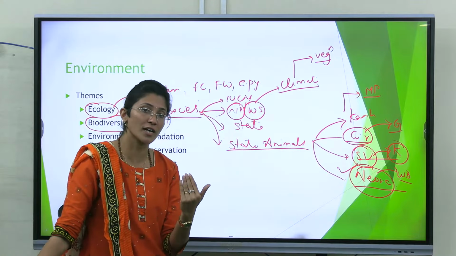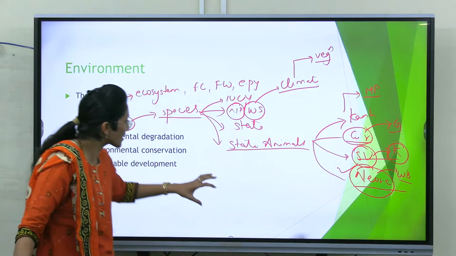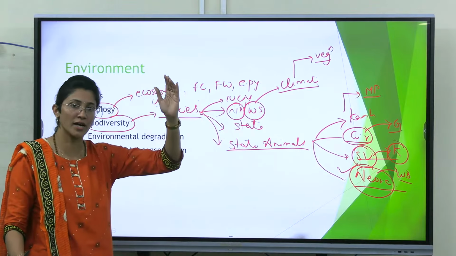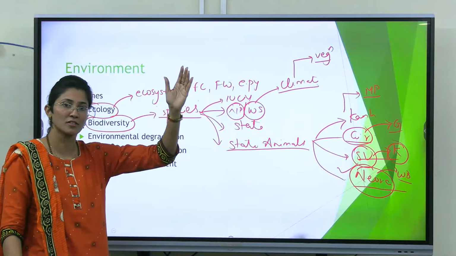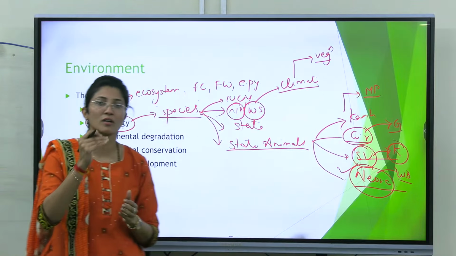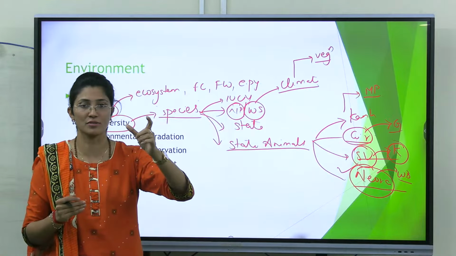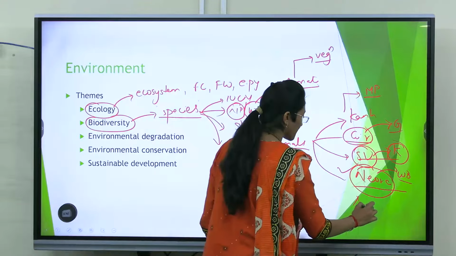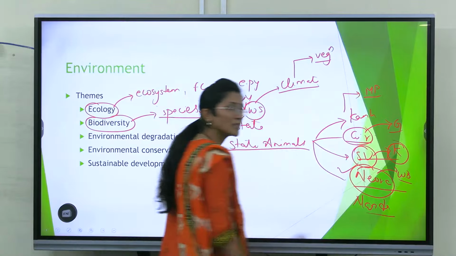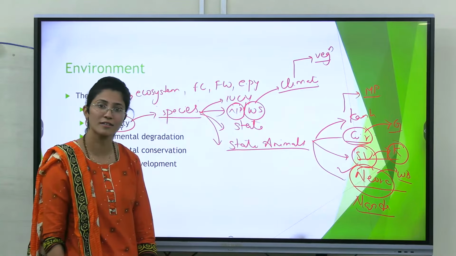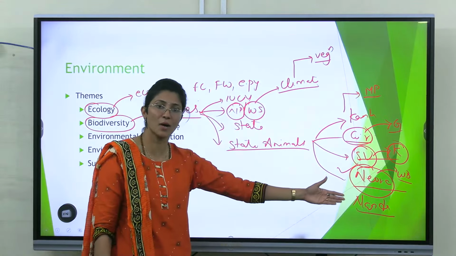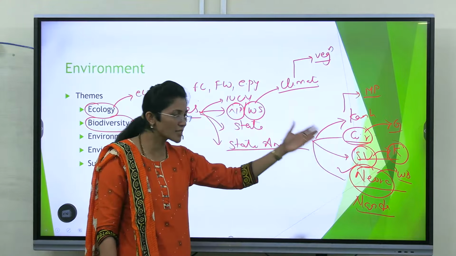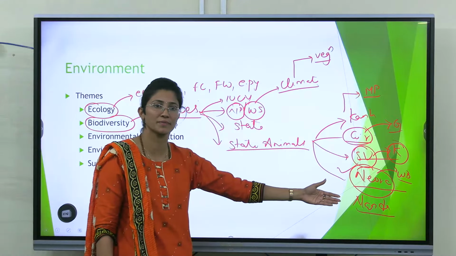Temperate is also found. That means the national park is at a very lofty height, at a high altitude. So I need to find out which national park is at high altitude. They'll give you options with Nanda Devi National Park. Then definitely there is a mountain peak, so there is a possibility of temperate vegetation here.